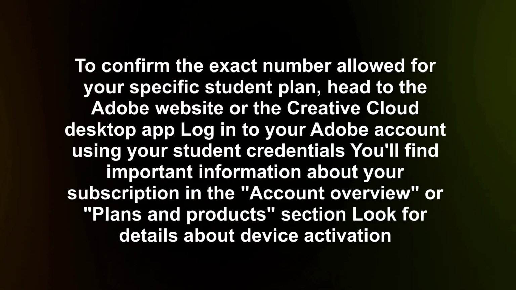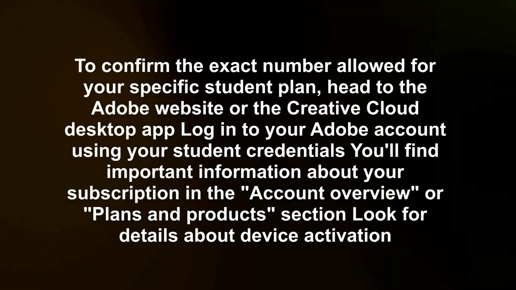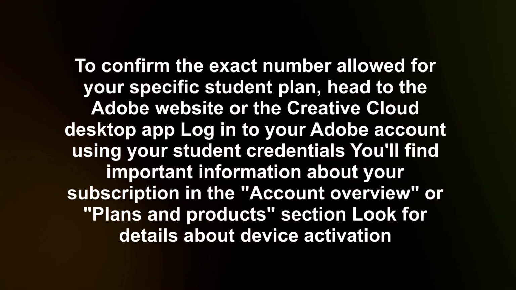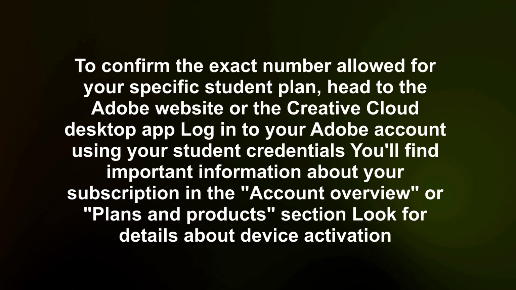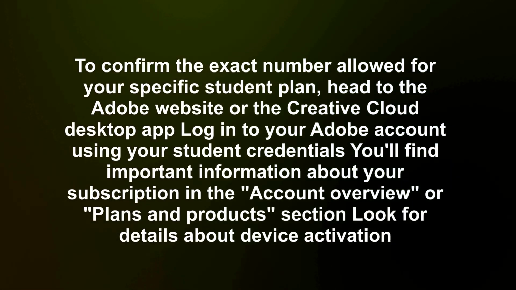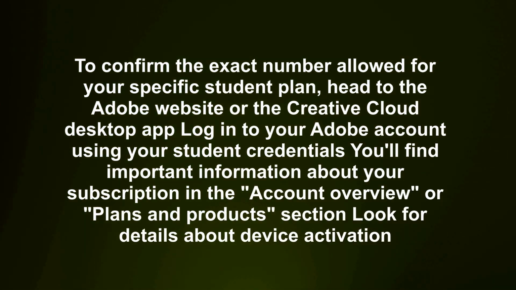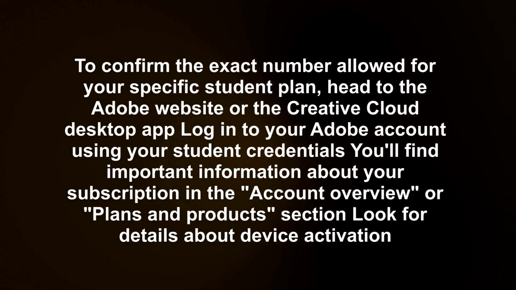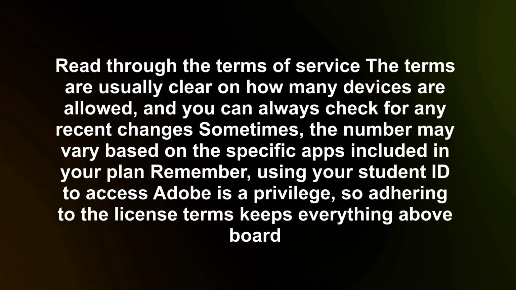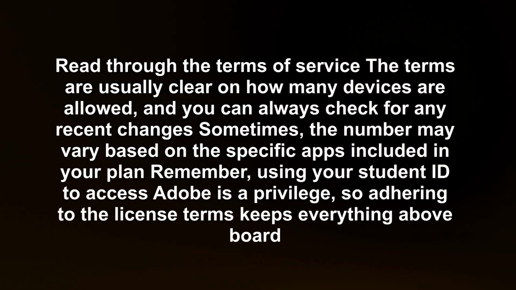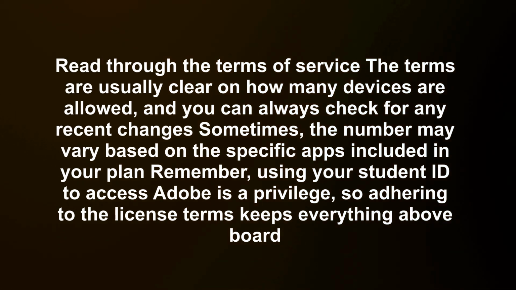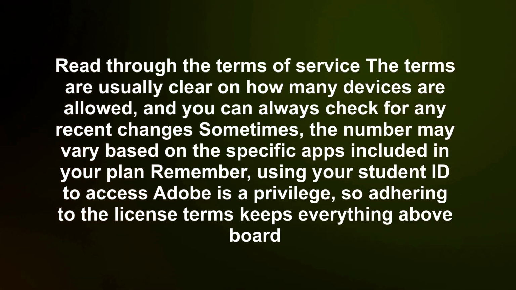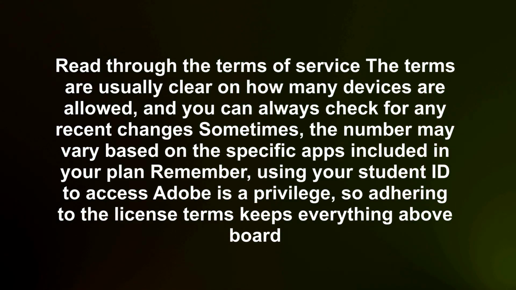To confirm the exact number allowed for your specific student plan, head to the Adobe website or the Creative Cloud desktop app. Log into your Adobe account using your student credentials. You'll find important information about your subscription in the Account Overview or Plans and Products section. Look for details about device activation. Read through the terms of service. The terms are usually clear on how many devices are allowed, and you can always check for any recent changes. Sometimes, the number may vary based on the specific apps included in your plan.